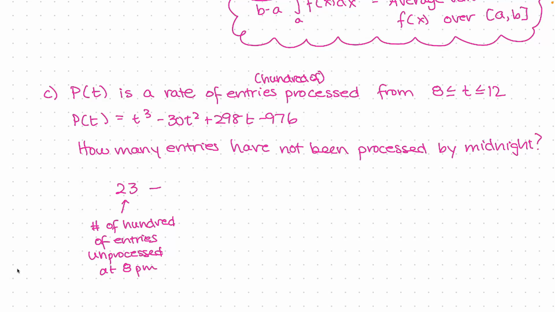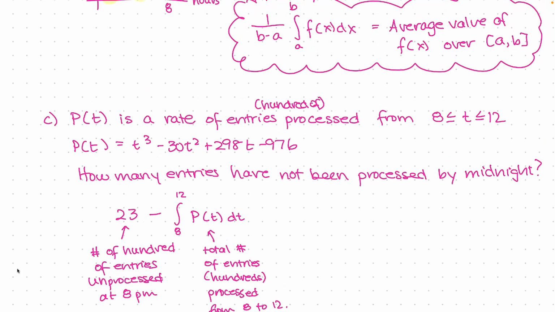If P is the rate of entries processed per hour, how can we find the number of entries processed? It's like we have to undo the rate. If only we had something that undid a rate. Yeah, the antiderivative. We're going to do the integral of P of T from 8 to 12, because it does say T is going from 8 to 12. This definite integral will represent the total number of entries, in hundreds, processed from 8 to 12.